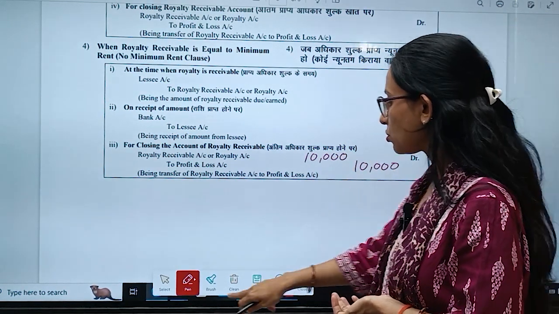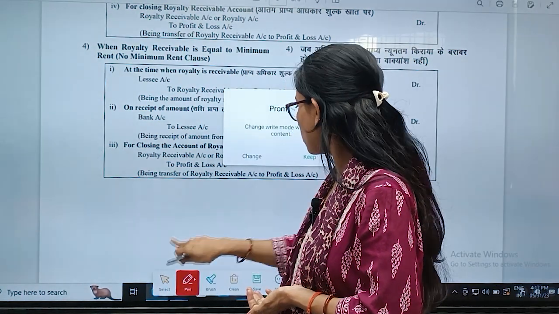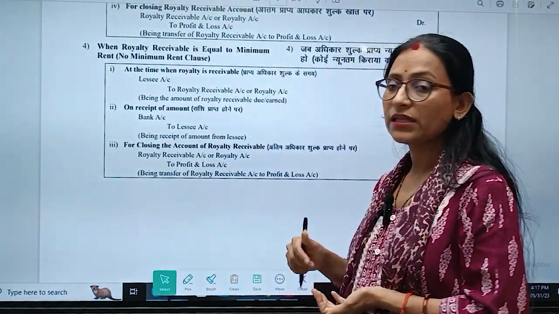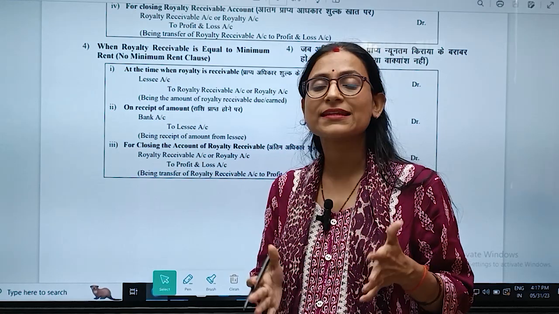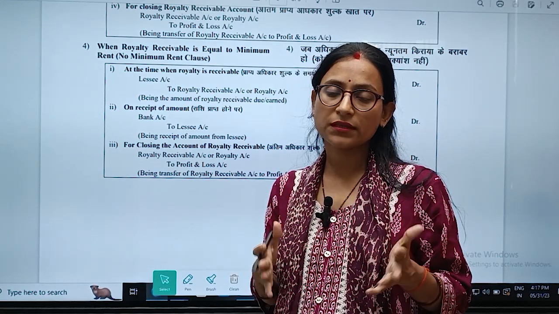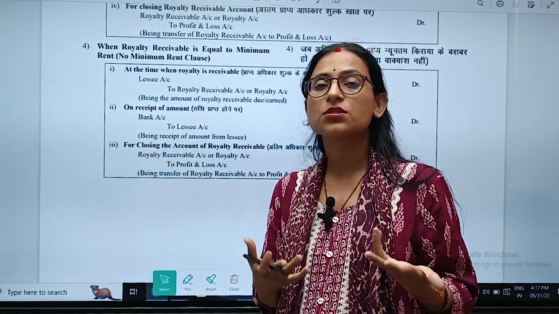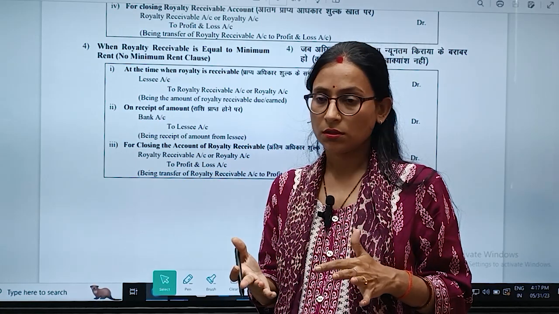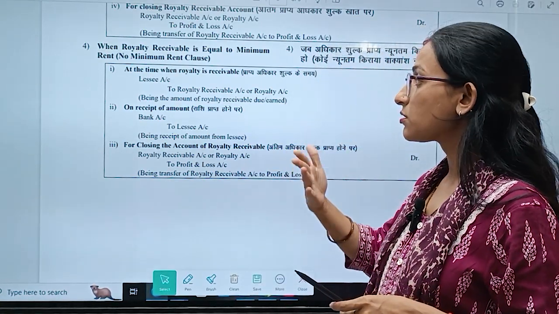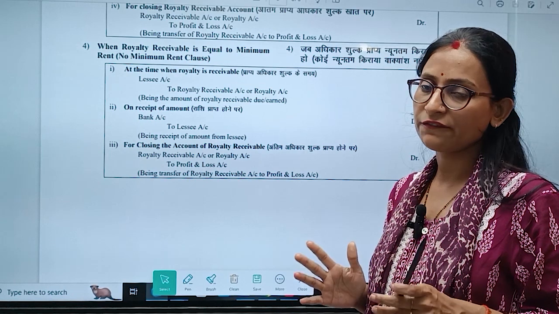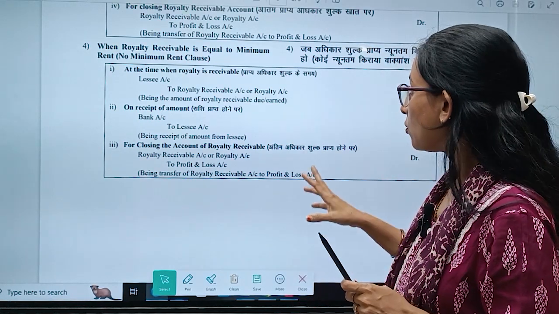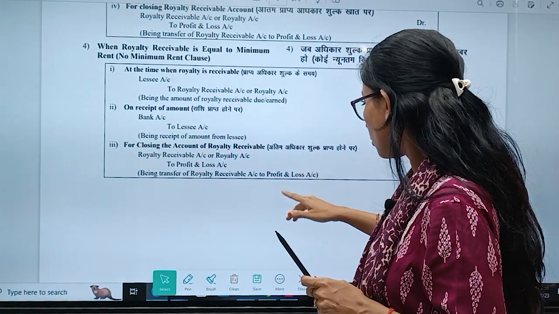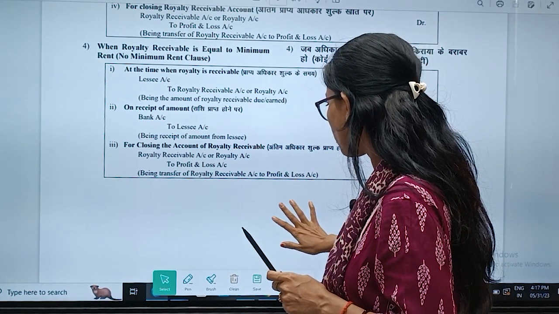These three situations you will find in the numericals also. There may be a situation when the royalty is less, there may be a situation when the royalty is more, there may be a situation when the royalty is equal. So whatever the situation is, according to that we have to pass the journal entry. Now this is the entry. Now we will start with the numerical portion.